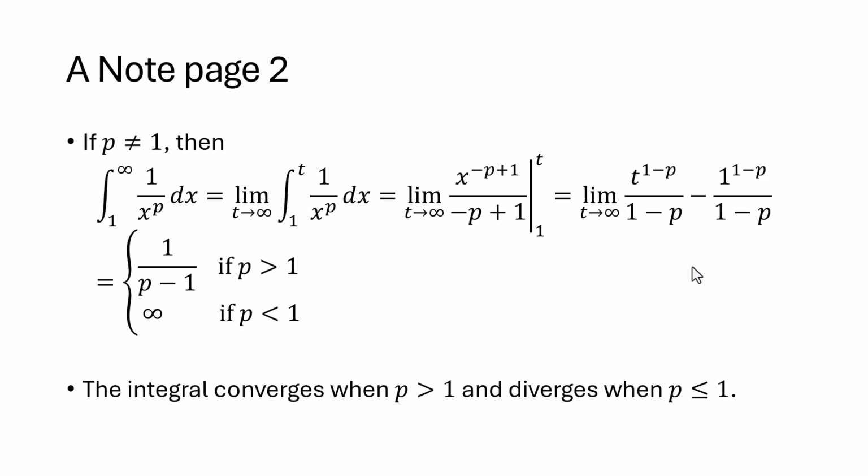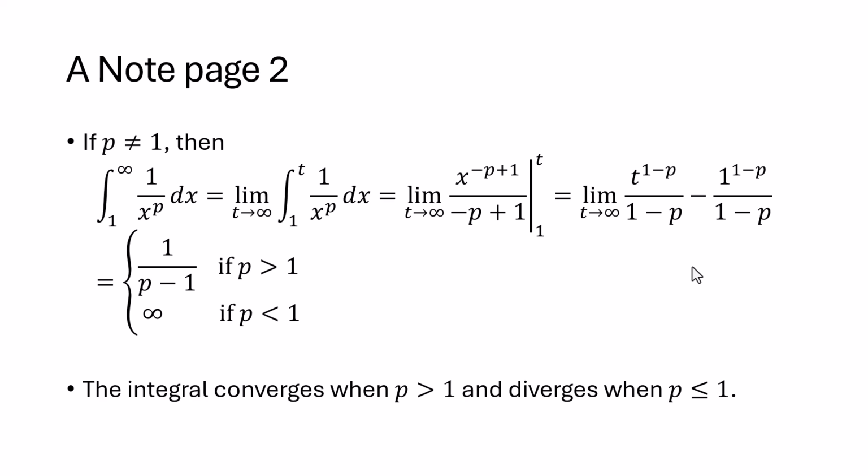Now, as I take the limit as t approaches infinity on this, we end up with two possible behaviors. The limit as t approaches infinity of t to the 1 minus p power, all of that divided by 1 minus p, minus 1 over 1 minus p, will evaluate to 1 over p minus 1, but p has to be greater than 1. When p is greater than 1, t will have a negative exponent, and that means that as t approaches positive infinity, that quantity is going to go to 0.